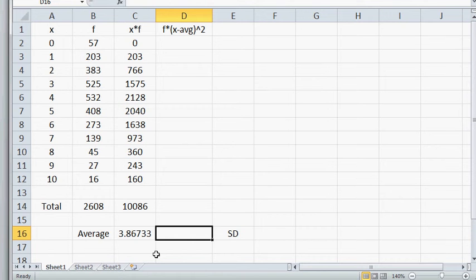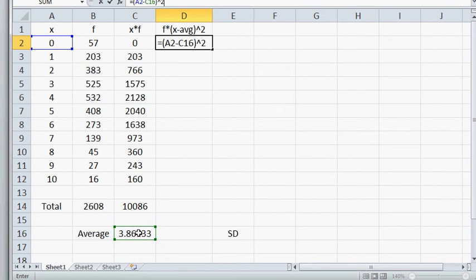The next step is to figure out the grouped standard deviation. To do this, we need to take the x values minus the average. So using Excel, this would be equal to the x value minus the average, and I need to square that. And using Excel tricks, I'm going to put dollar signs around both sides of the C, so that when I fill down, that value does not move. And that would be that one particular value, 0 minus 3.867 squared. Now that's one time. That happened 57 times.